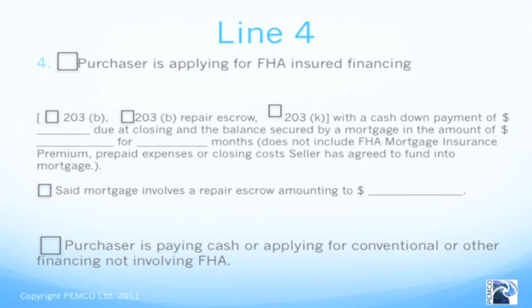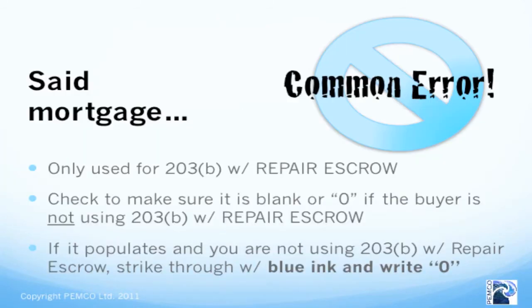The line referring to escrow, starting "said mortgage," is strictly for use when your buyer is using FHA 203B financing with repair escrow. Currently, there is a glitch in the HUDHomestore.com software that will populate this line with the escrow amount on the listing no matter what financing is being used.